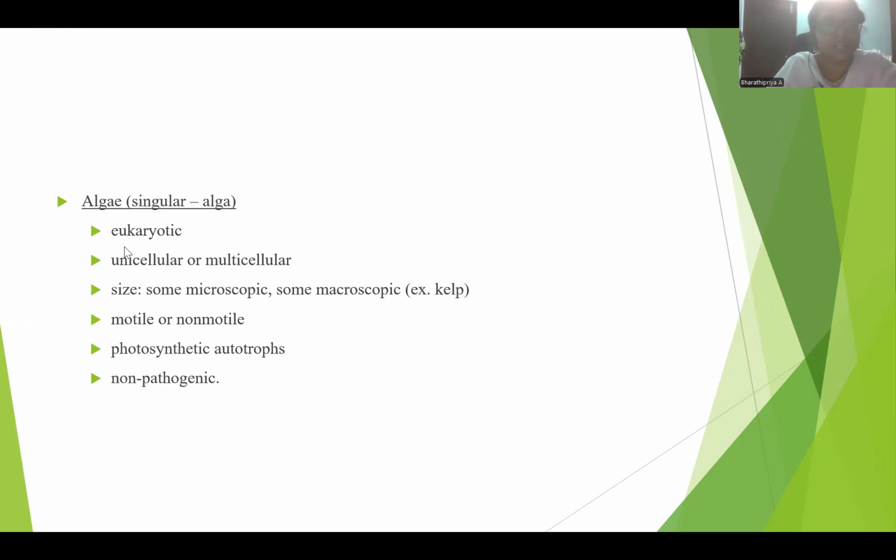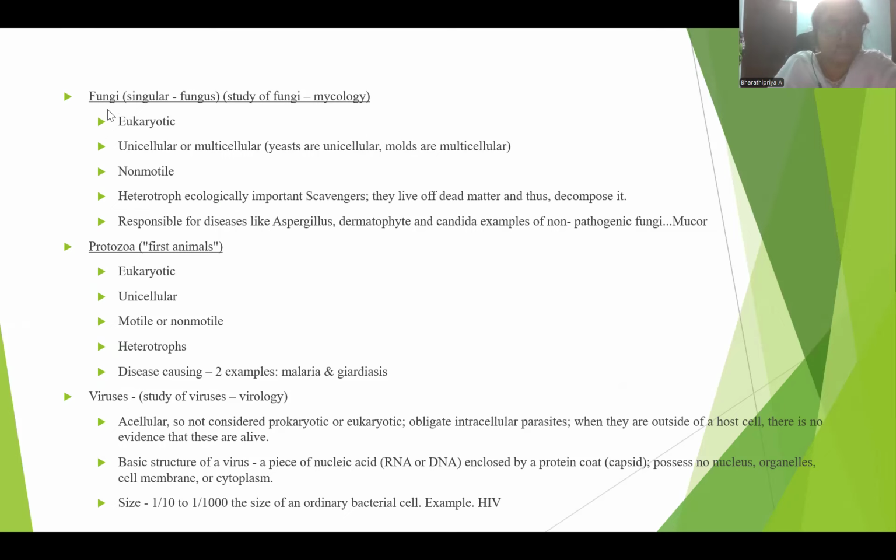The second one is algae. Algae are eukaryotic and unicellular or multicellular. The size can be microscopic or macroscopic, and they can be motile or non-motile, that is, either they move or they stay in a fixed place. They are photosynthetic autotrophs. Fungi are eukaryotic, unicellular or multicellular, and non-motile, and are responsible for diseases like aspergillus, dermatophyte, and candida infections.